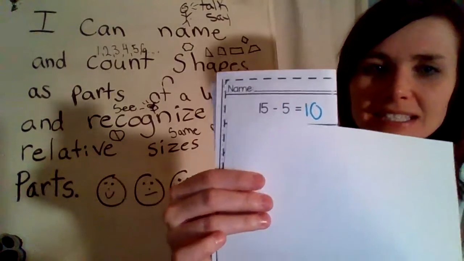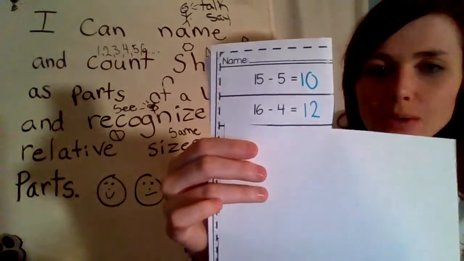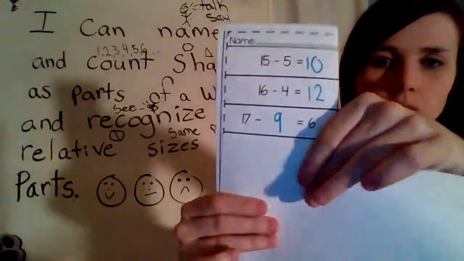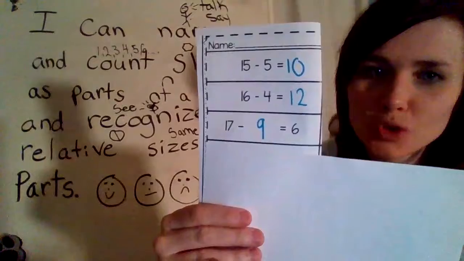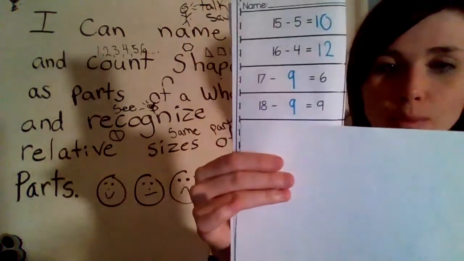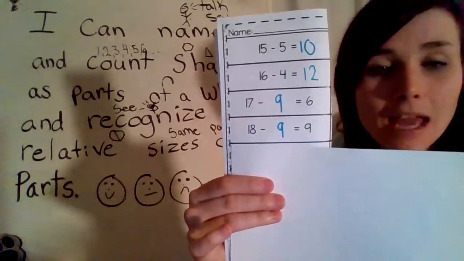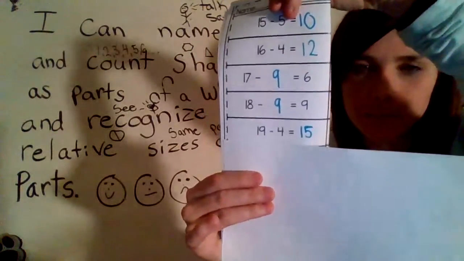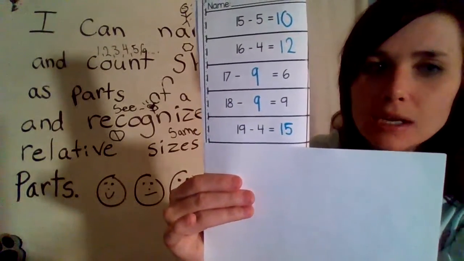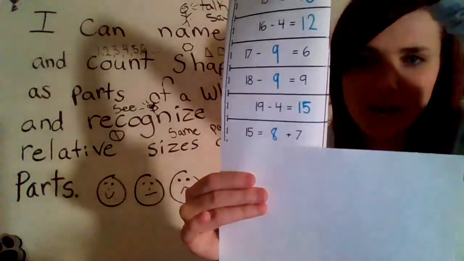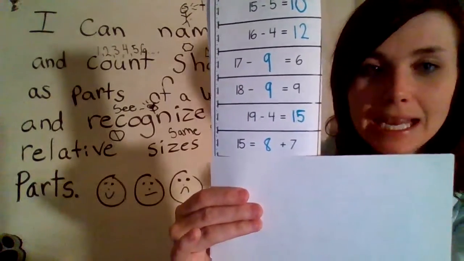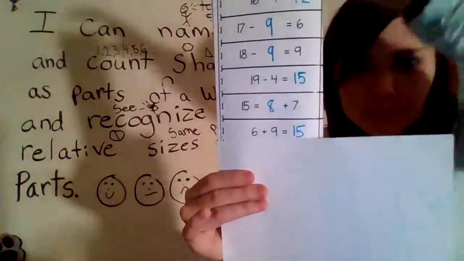15, take away 5 is 10. Nice job. Moving down. 16, take away 4 is 12. Moving down. 17, take away a mystery number is 6. That number is 9. 18, take away a mystery number is 9. That number is 9. Moving down. 19, take away 4 equals 15. Nice job. Keep moving. 7 plus a mystery number equals 15. That number is 8. Moving down.